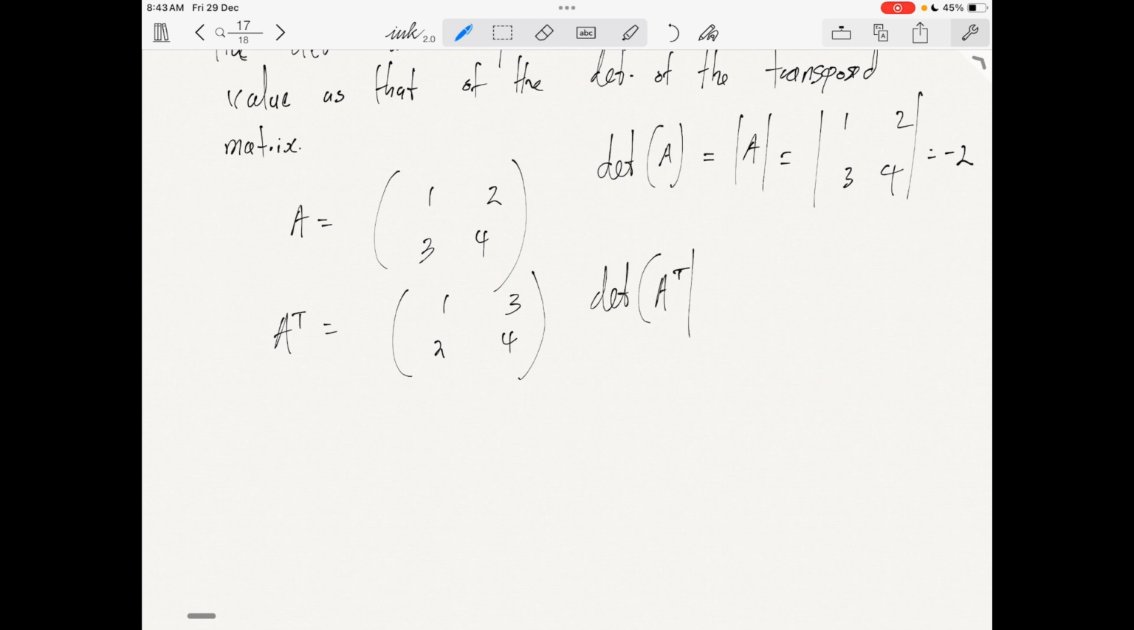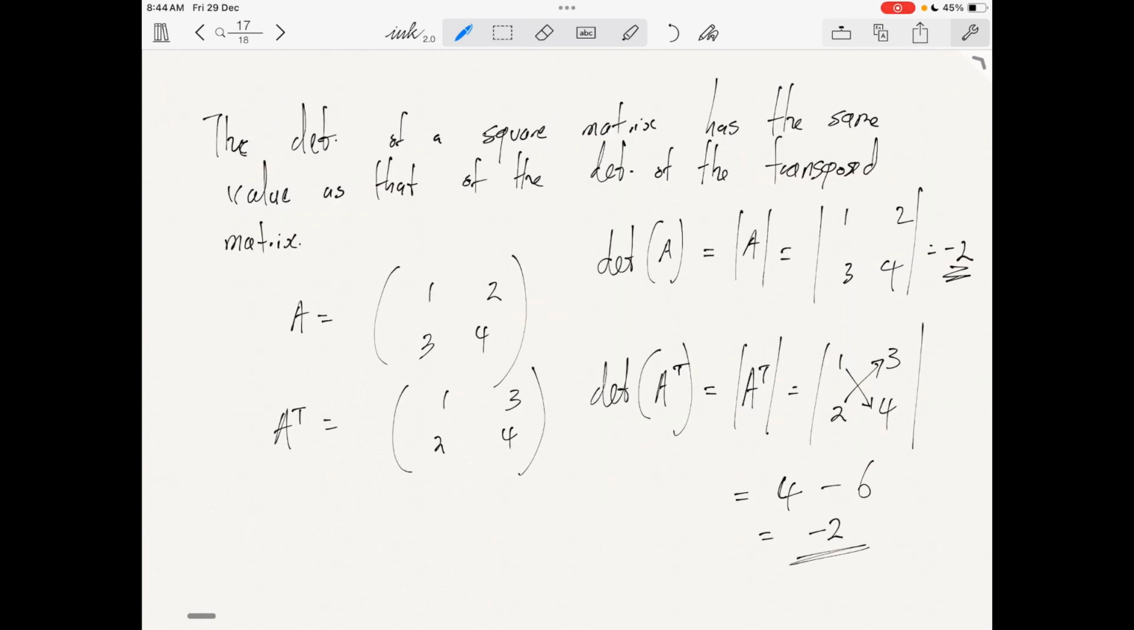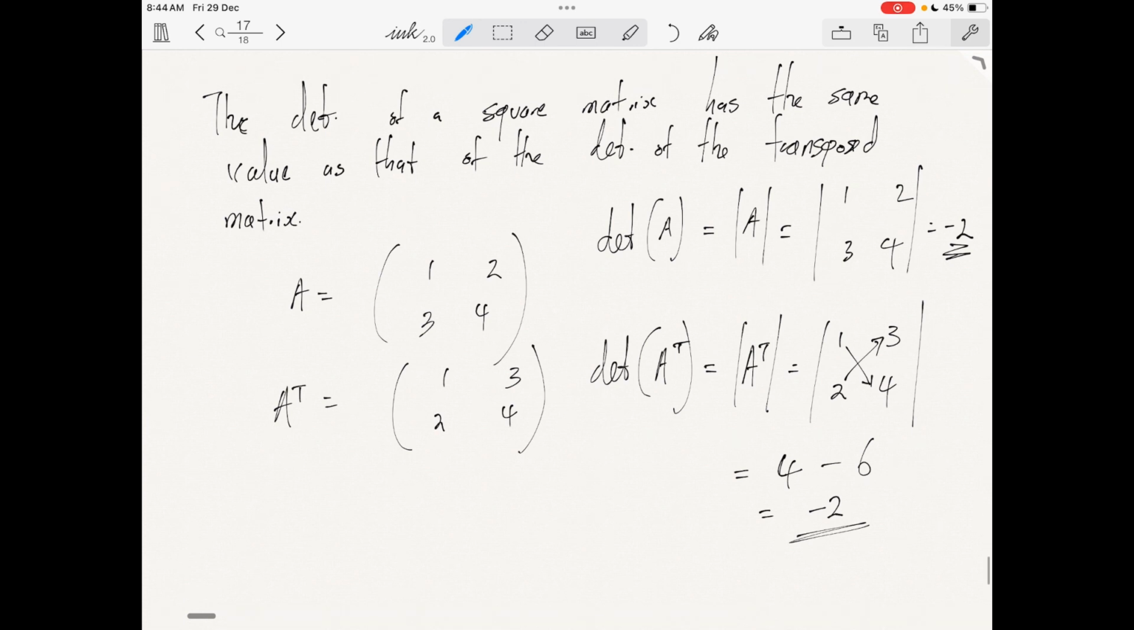That will give us the determinant of 1 3 2 4. Now take the leading diagonal, that is 4, minus the other diagonal, that is 6, because 2 times 3 is 6, and 1 times 4 is 4, and the answer is minus 2. You can see it's the same as this, because the determinant of a square matrix has the same value as the determinant of the transposed matrix. Now, let's pick a 3 by 3 matrix.